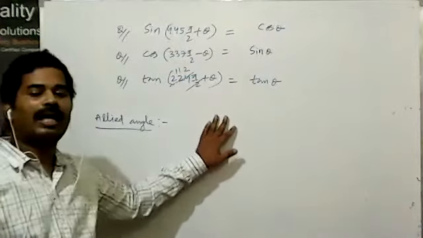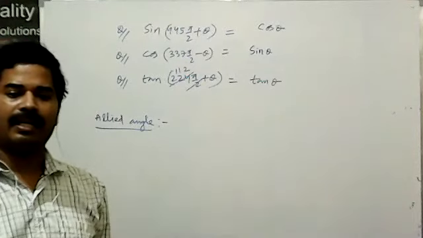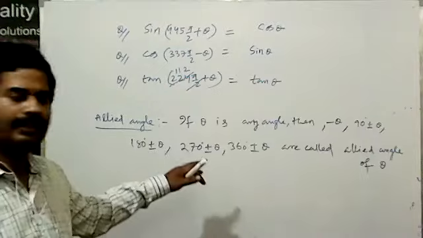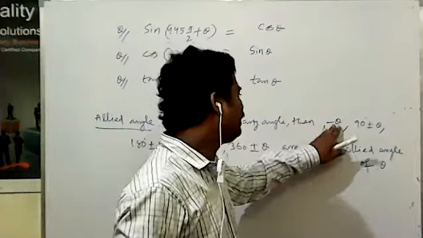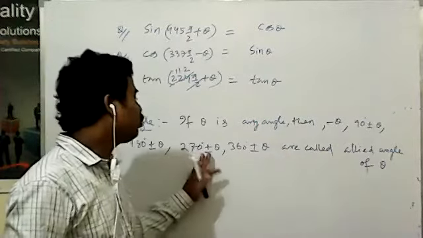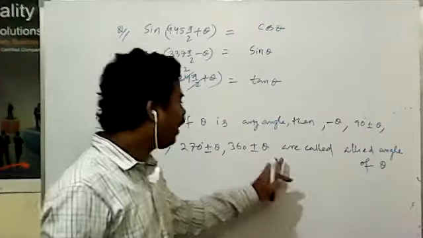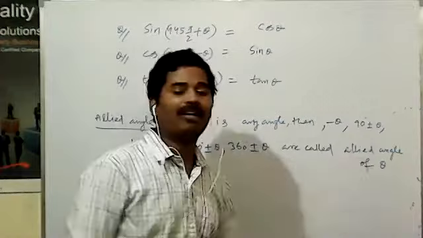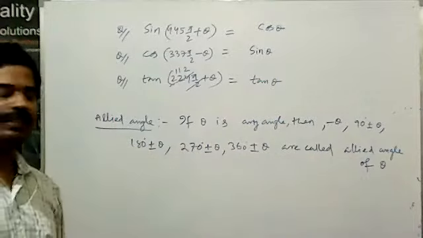Now we come to the allied angle. What is an allied angle? If θ is any angle, then −θ, 90 ± θ, 180 ± θ, 270 ± θ, 360 ± θ are called allied angles of θ. These are allied angles of θ.